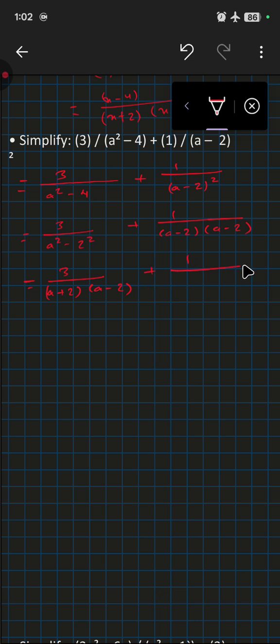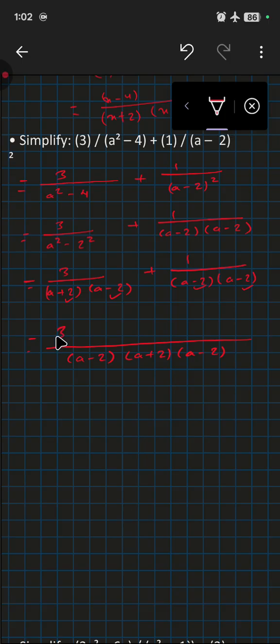Now let's see what can be taken as LCM. So LCM, we know what we have to do. First we have to take the matching, common factors. After that, what is left? x plus 2 and x minus 2. Both the things can be written. First the common one we have to take, then the others.